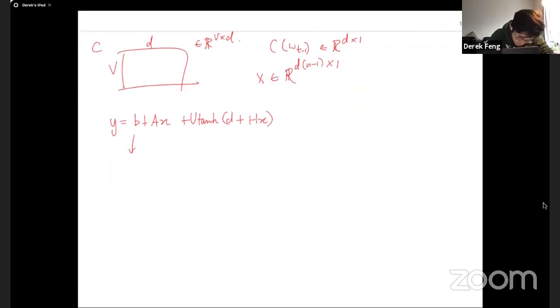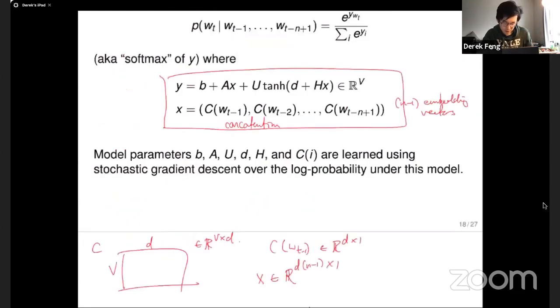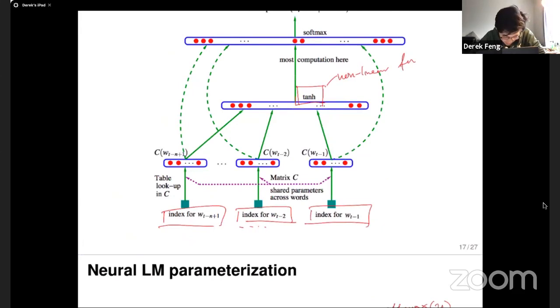This first part is obviously going to be the same as before, because remember, y is always in R^V, because that's going to give me the score I'm going to assign to the word I'm going to predict, right? So b is obviously also in R^V. X, remember, is a bit weird. It's in R^(d(n-1)) now. So then A has to be R^(V x d(n-1)). Okay, so that's how you get it to be a V vector. This part is also going to be a little bit weird now, because in this step I'm going to set this up so that there's going to be sort of h hidden units. I'll explain this in a little bit.